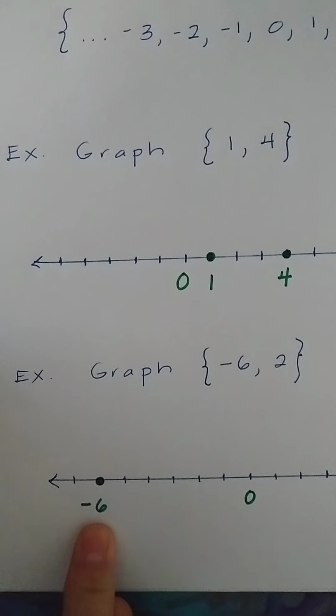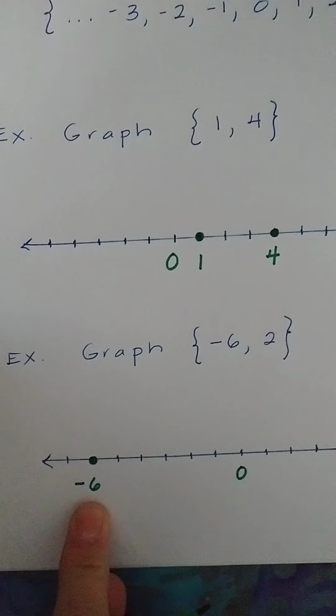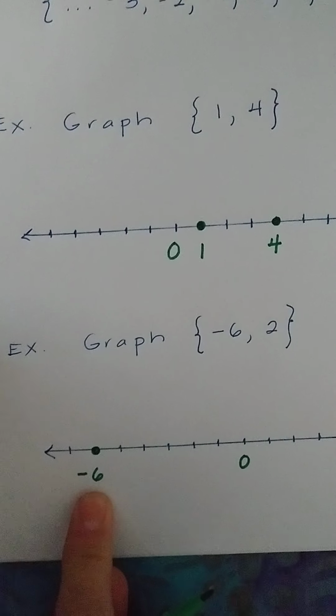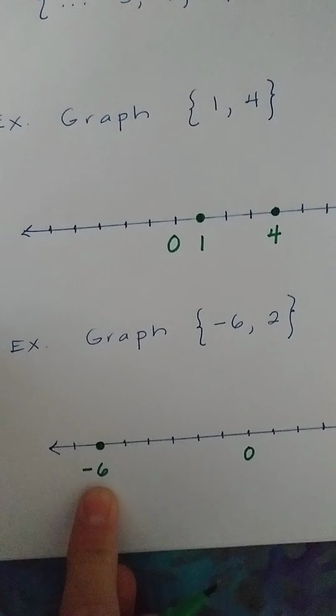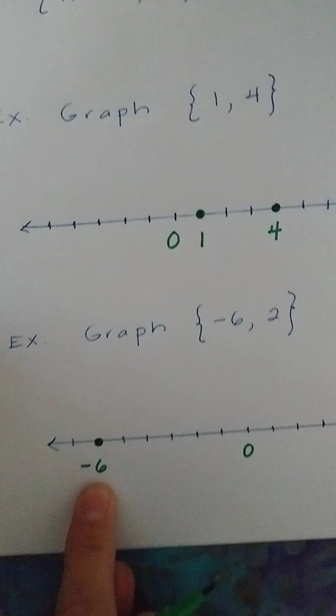If you think about money, this is like owing someone $6. If you think about weather, this is the winter time when the temperature is below 0. If you're doing any gardening, this is digging a hole 6 feet into the ground.